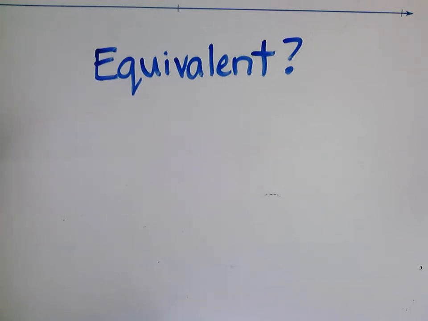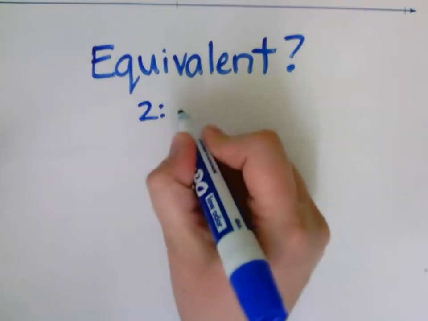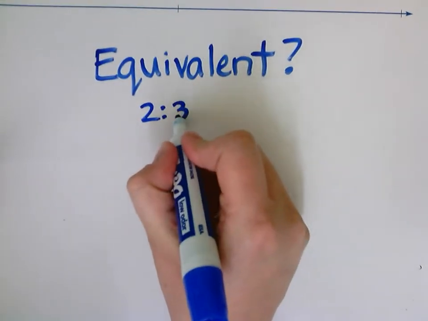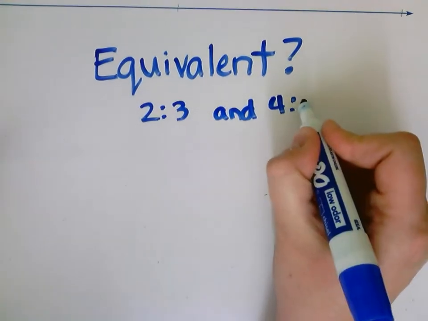Let's talk a little bit more about equivalent ratios, okay? So I told you I was going to teach you a little shortcut to determine if two ratios are equivalent or not. So let's start with these two, okay? Let's start with the ratio of 2 to 3, and the ratio of 4 to 9, okay?